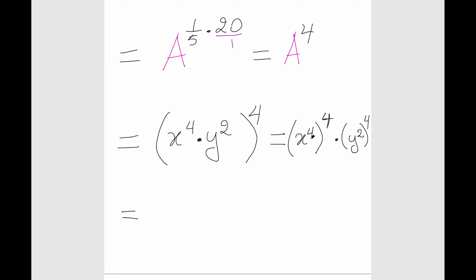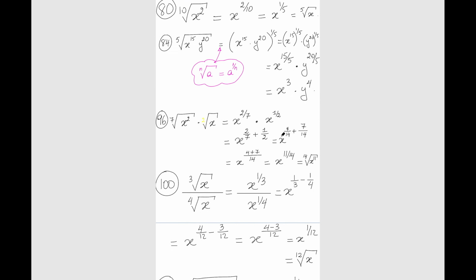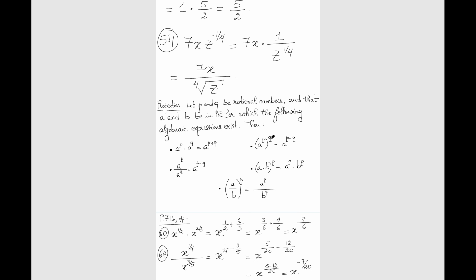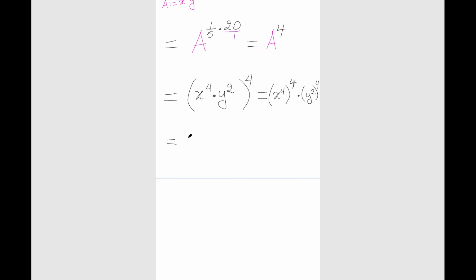And this is what? The structure of each of these factors is a power of an exponential expression. We keep the base and we multiply the powers. Similarly for the second one, we're going to keep the base and we're going to multiply the powers. And 4 times 4 is 16, and 2 times 4 is 8.